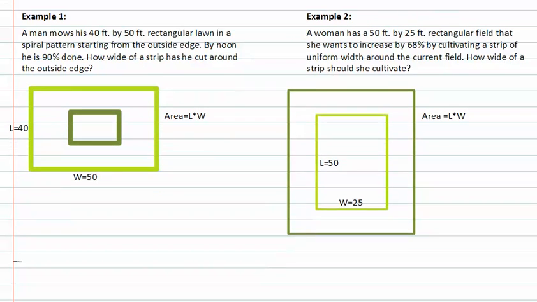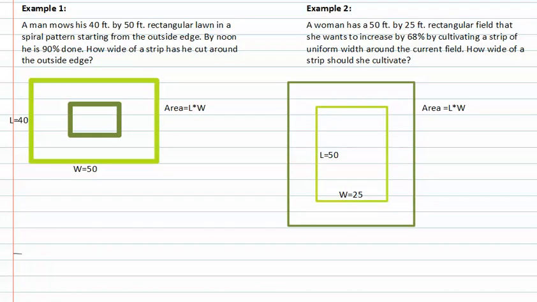Let's look at example 1, where a man is mowing his 40-foot by 50-foot rectangular lawn in a spiral pattern starting from the outside edge. This means he has a strip of mowed lawn that is of uniform width all the way around the outside of his field. 90% is mowed by noon, so that leaves 10% of the field unmowed.